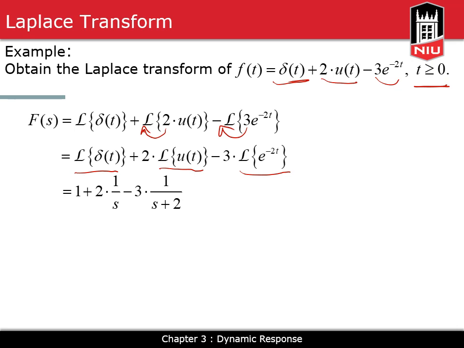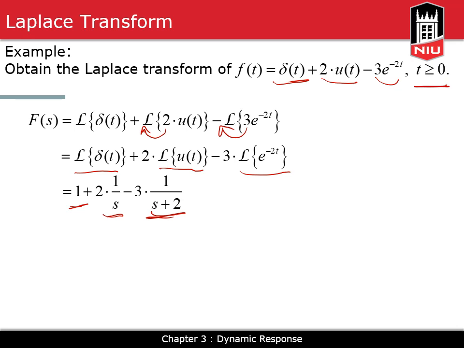From the table in the previous slide, we know Laplace transform of delta function is 1. So we just put a 1 there. Laplace transform of u of t, the step function, is 1 over s. Laplace transform of e to the negative 2t is 1 over s plus 2. If you remember, Laplace transform of e to the negative at is 1 over s plus a. So a here is 2. That means the Laplace transform is 1 over s plus 2, as you can see here.